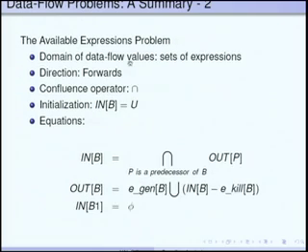Then we studied the available expressions problem. Sets of expressions form the domain of data flow values, it is a forward problem, confluence operator is intersection, initialization is in b equal to u, and equations were in b equal to intersection of out p, p being a predecessor of b, and out b is e gen b union in b minus e kill b. In b1 was always phi, and the initialization for all other blocks is u.